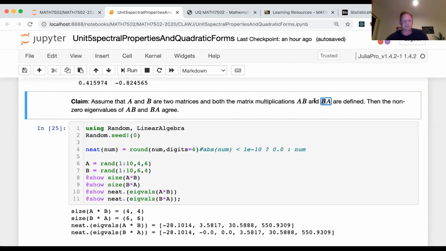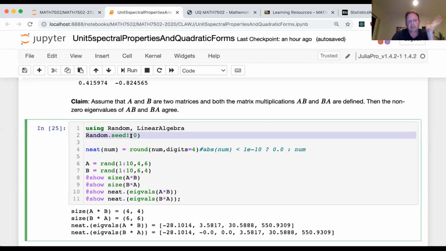Thank you. All right, so they can be of a completely different nature, but the eigenvalues that are non-zero are going to be the same. Let's see this example. We're setting some random seed.